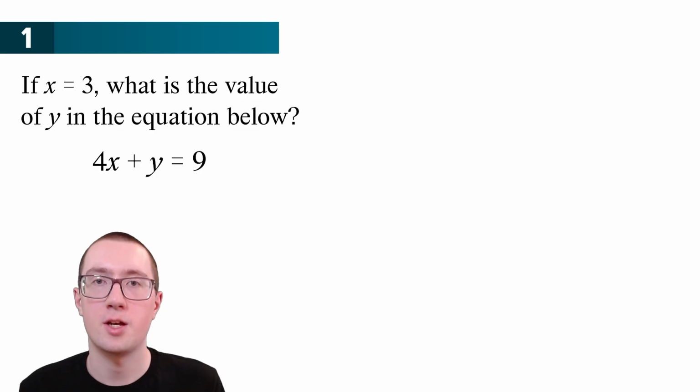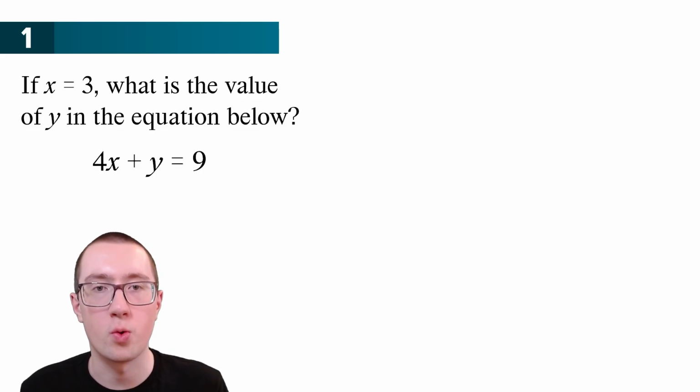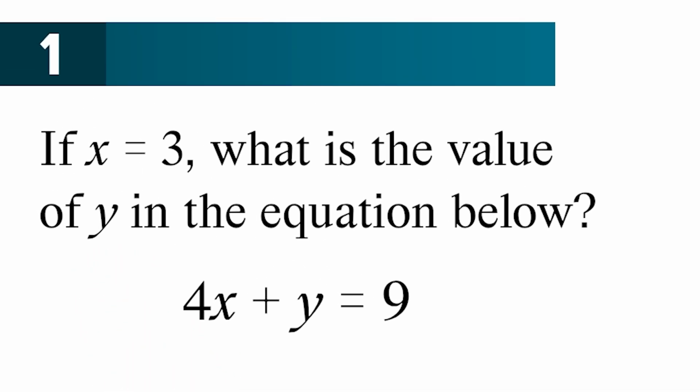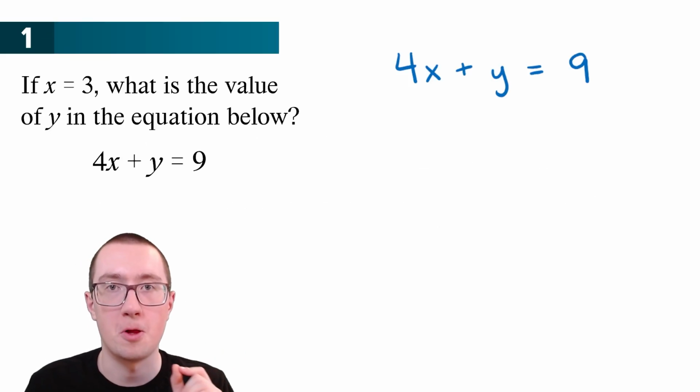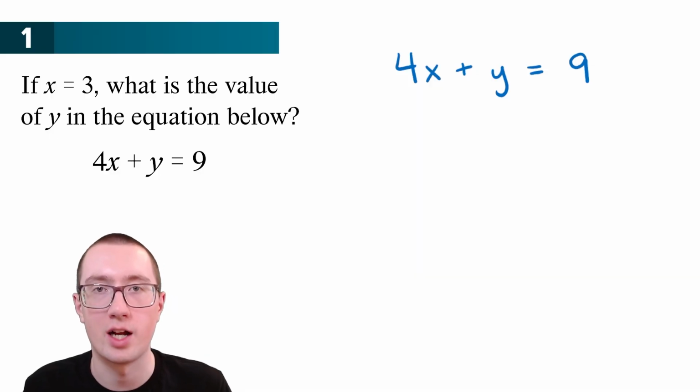So here's the first example that we'll be doing, and we have an equation with 2 variables. It says if x equals 3, what is the value of y? So usually when we have equations like this, the idea is that you plug in numbers for x and then see what you get out for y. And that's what we're going to be doing in this problem.